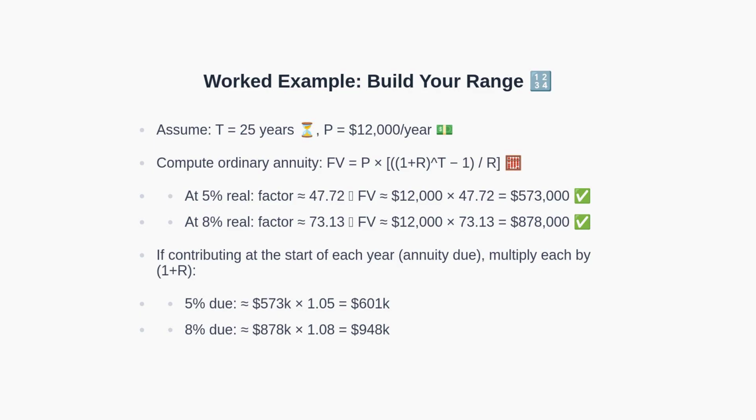If you contribute at the beginning of each year, multiply the ordinary annuity result by 1 plus the rate. Therefore, the annuity due values are approximately $601,000 at 5% and $948,000 at 8%. This illustrates how a realistic range frames uncertainty while still guiding decisions.